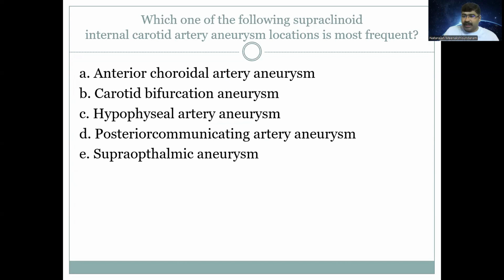Locations. So the answer is almost obvious. PCOMM is one of the commonest things we encounter in our day-to-day clinical practice. As far as aneurysms are concerned, the most common ones we encounter are at the anterior communicating artery and the posterior communicating artery. Both communicating arteries are quite common in our clinical practice.